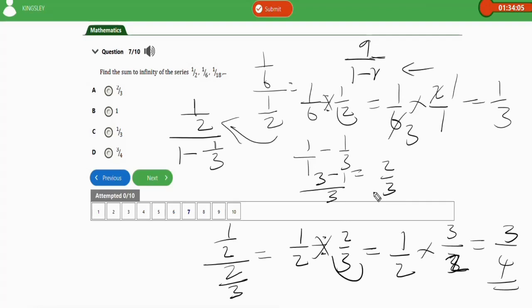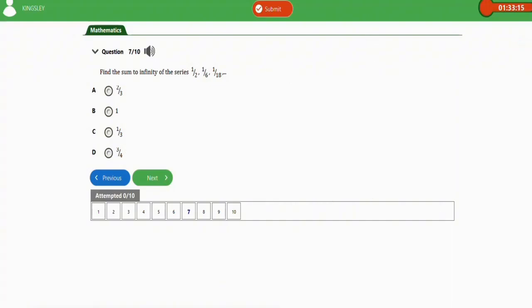Alright, so let's now solve the last question, and after that we call it a class. Let's wipe this. So guys, the last question I'm going to solve will be this question. We're asked to find the sum to infinity of the following series. The question is also very easy. Our general formula is a over 1 minus r. In this question, our a is 0.5. To get our common ratio, let's use the calculator.